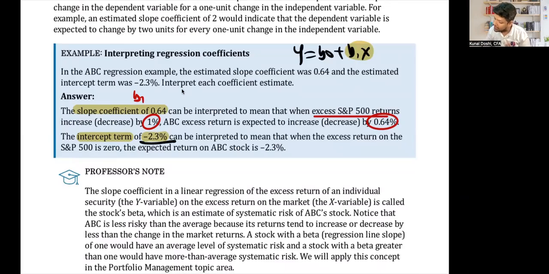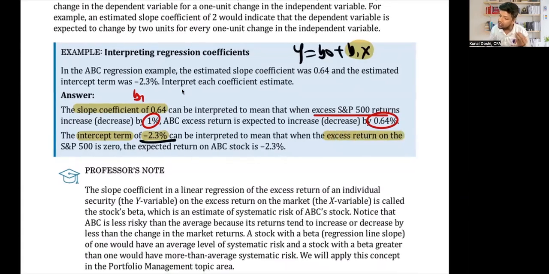So it can be interpreted that when the excess return on the S&P is 0, then this entire portion will be 0, right? Then what is the return on ABC stock? That is minus 2.3%. So what is B0? B0 is the return on Y when X is 0. Is that clear, everyone? Correct?